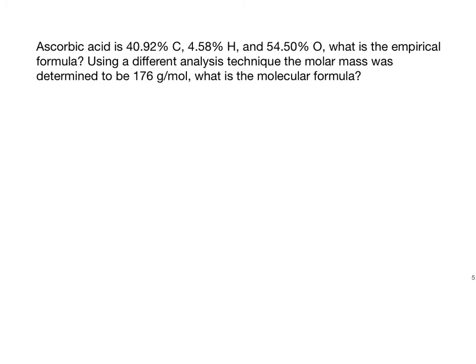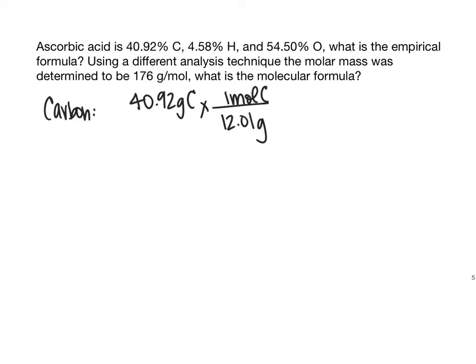We're going to do our first step, which is the 100 grams. So for carbon, we're going to take our 40.92 grams of carbon, divided by 12.01 grams in 1 mole of carbon. And that gives you 3.41 moles carbon. Next up is hydrogen.